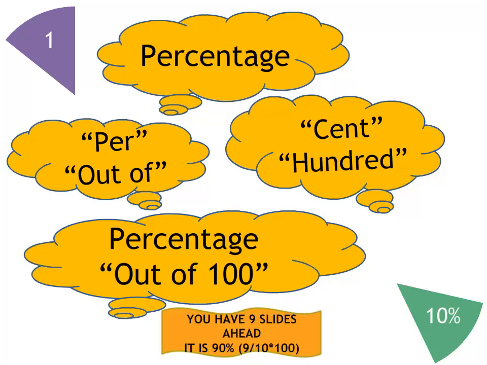First, it's important to learn the meaning of the word percent. It can be broken into two parts, per and cent. The word per means out of and the word cent means 100. So percent as a whole means out of 100.